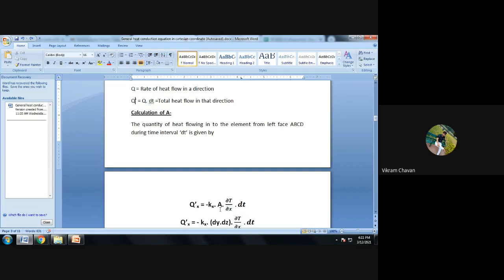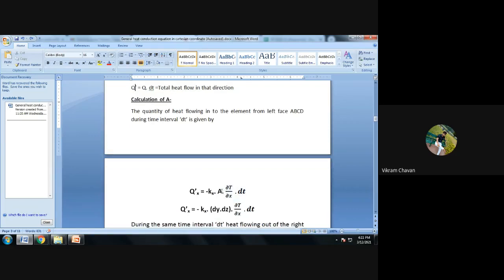Okay, further we know that the area of face ABCD is equal to dy multiplied by dz. Which area is it? The area which is perpendicular to the direction of heat flow according to Fourier's law. So the area will be introduced as dy multiplied by dz.